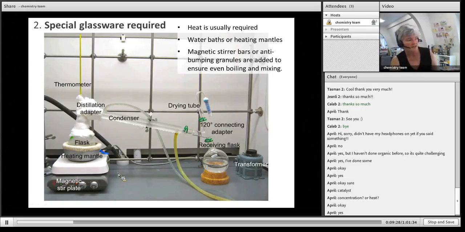And you'll notice that this heating mantle also has a magnetic plate in here that turns round and round inside, which makes the little magnet that you put inside here spin around, and it just stirs everything up. Okay, any questions in terms of the setup for a distillation?